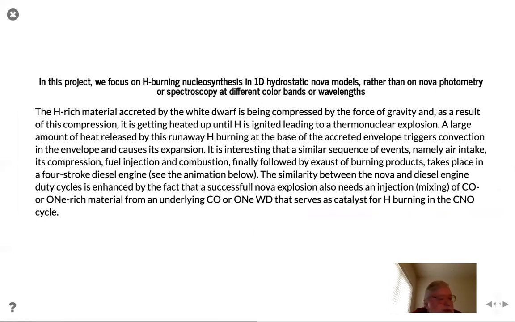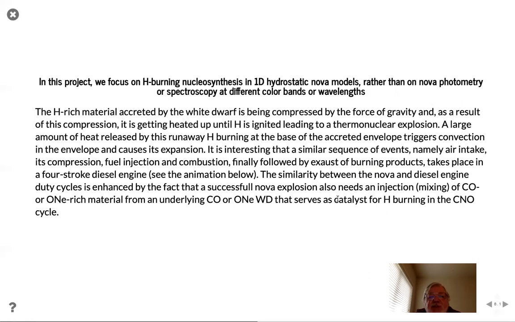Okay, so in this nova project, we will focus on hydrogen burning nuclear synthesis in one-dimensional, as I said before, hydrostatic nova models, rather than on nova photometry or spectroscopy at different color bands or wavelengths. Because you are nuclear physics experimentalists and I'm a stellar nuclear astrophysicist, we are not going to discuss observations, right? We don't have observers among us. So therefore, we will do stellar nuclear astrophysics modeling with your help, with your collaboration, and compare with available observational data, if there are any.